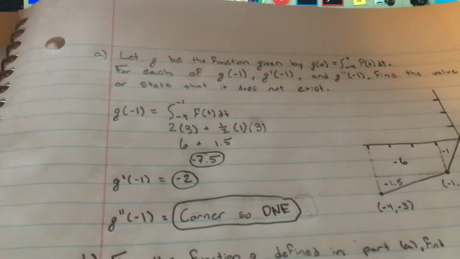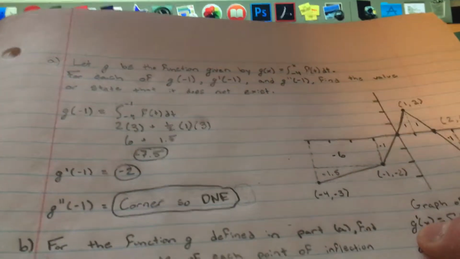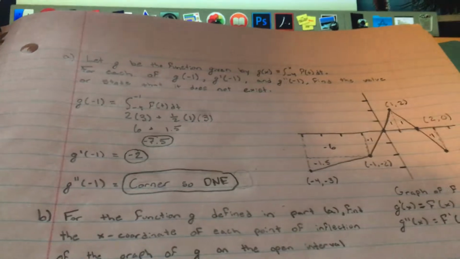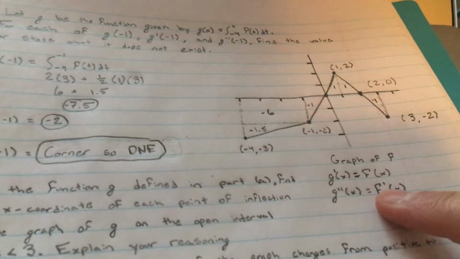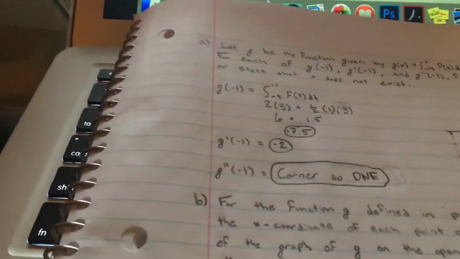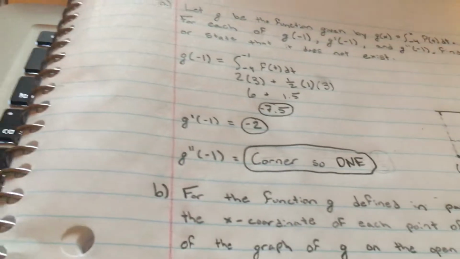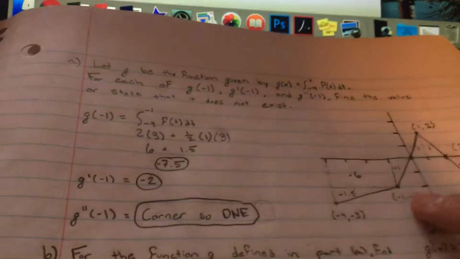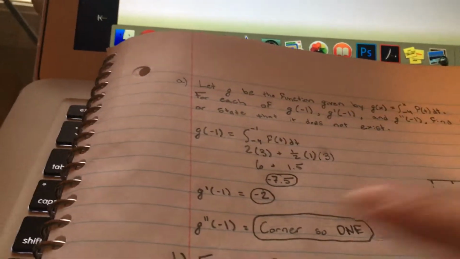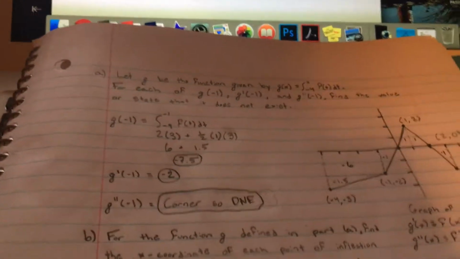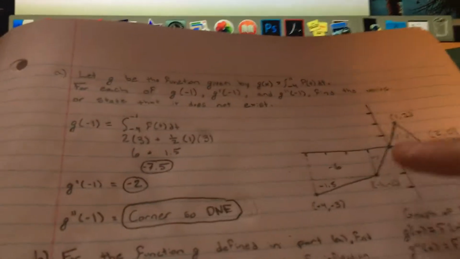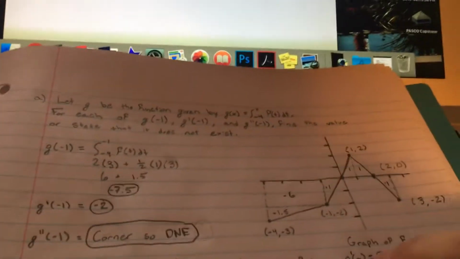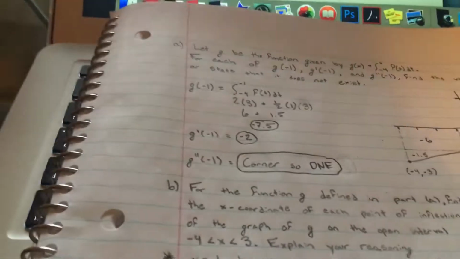Next, for g prime of -1, since the graph of f is g prime and g double prime is f prime, I just made sure to write that in here to make sure that I know what I'm dealing with. So all you have to do is look at the graph and see at -1 it equals -2. So that's going to be your answer. So for g double prime of -1, usually what you would do is find the slope at the point, but since it's a corner, you get does not exist, because at corners it does not exist.